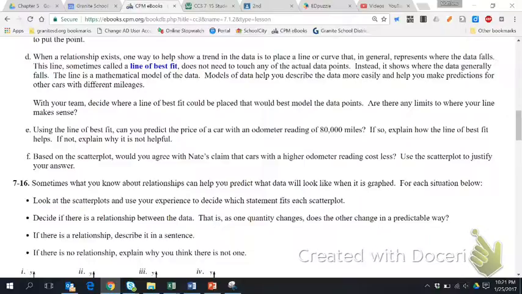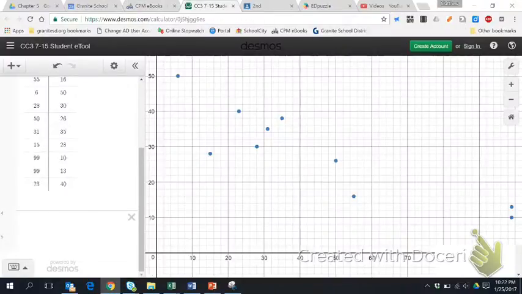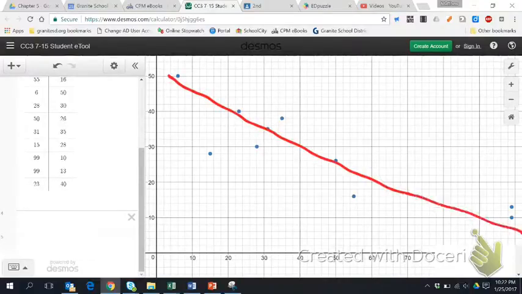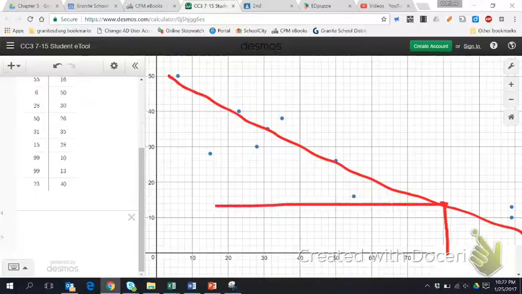So I'm going to go ahead and draw on my line of best fit again. There it is. So now if we go up to 80,000 miles, I can come over here to make my prediction, which would look like about $14,000. I'd expect that if something is at 80,000 miles, it would be worth about $14,000.